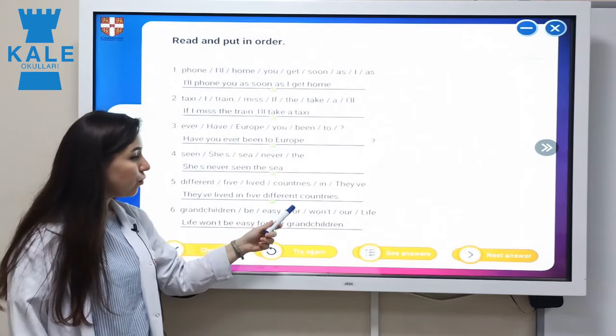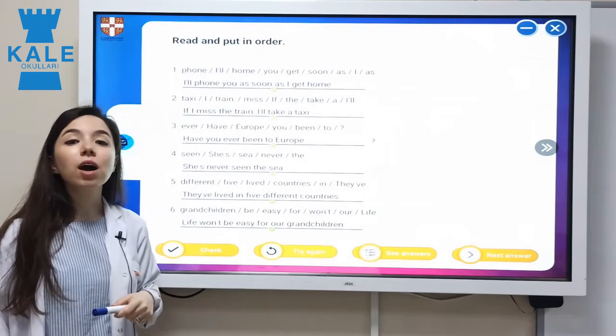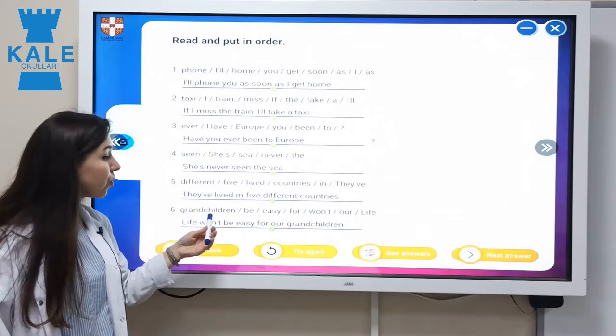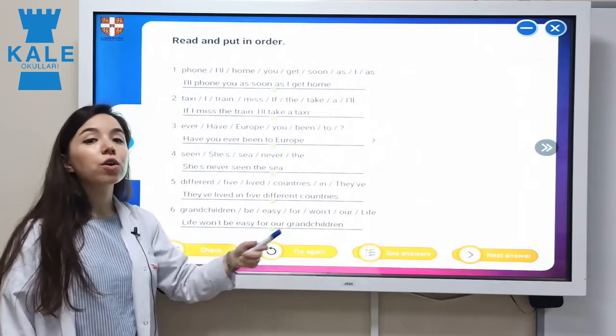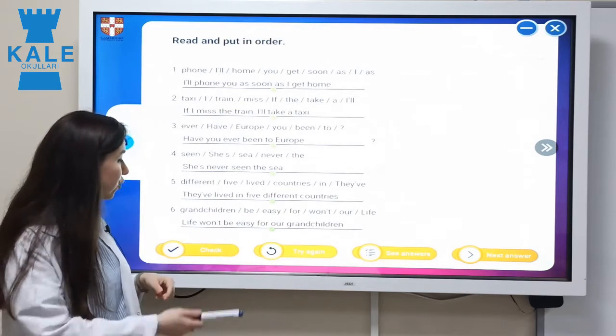Life won't be easy for our grandchildren. Look at here, we have won't, so it means that our sentence is in future tense. Yes, life won't be easy for our grandchildren.